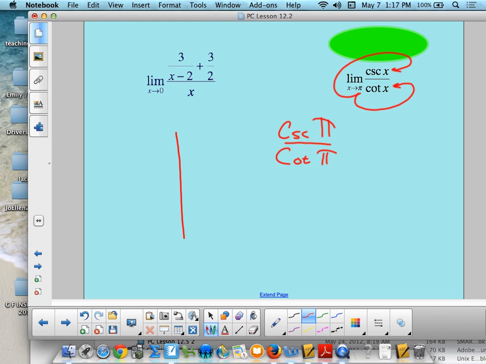Now where's pi? On the unit circle, pi is right here. What's this point? -1, 0 with a radius of 1, right? Now cosecant is the reciprocal of which one? Sine. Sine is y over r, so this will be r over y. Cotangent is the reciprocal of which one? Tangent. And tangent is y over x, so this will be x over y.